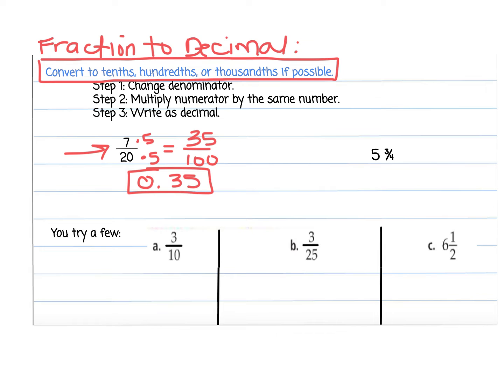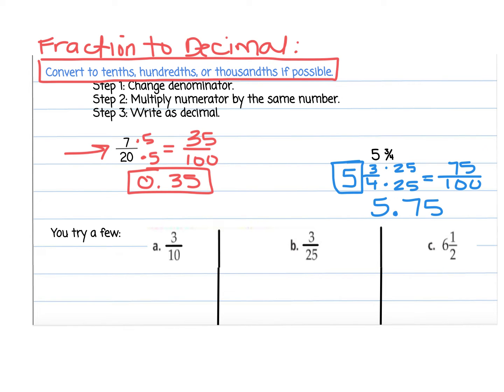If I have 5 3/4, I'm going to rewrite this right here. I know that I can multiply 4 times 25 to get to 100, but because I do that on the bottom, I have to do it to the numerator on the top. So then I get 75, but I can't forget about this 5. So that means I have 5 point, and then 75 hundredths is going to be 5.75.